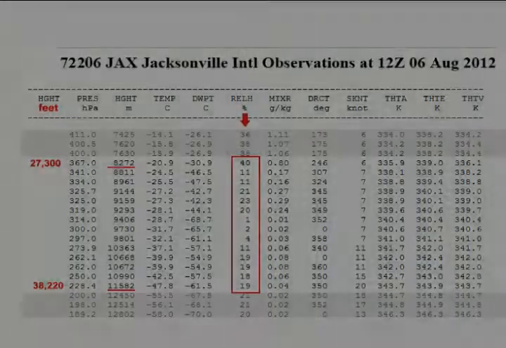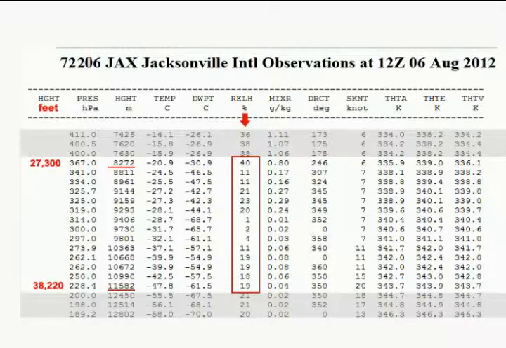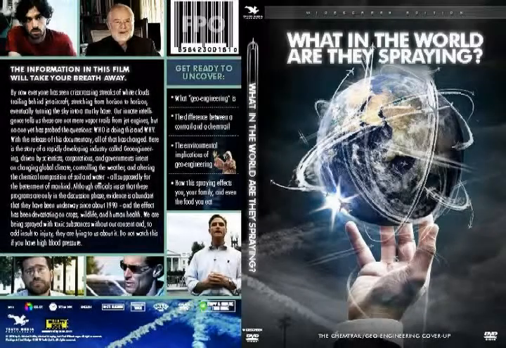The appearance of persistent contrails in conditions of very low relative humidity can only mean one thing, that the persistent contrails are not water vapor. So the question is, what in the world are they spraying?